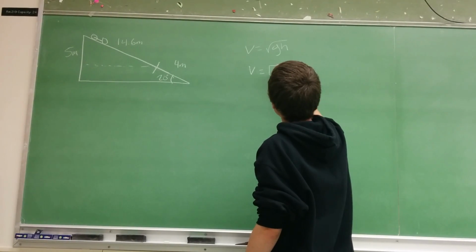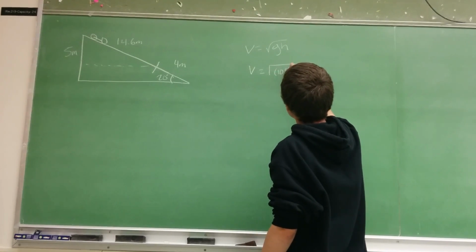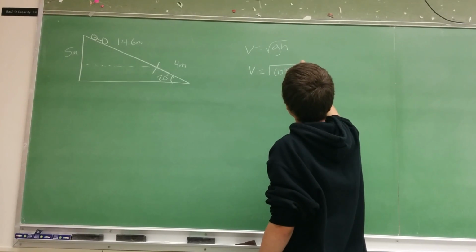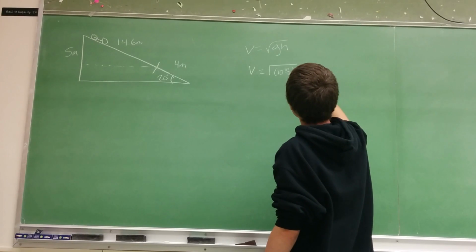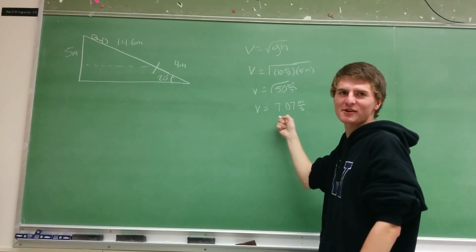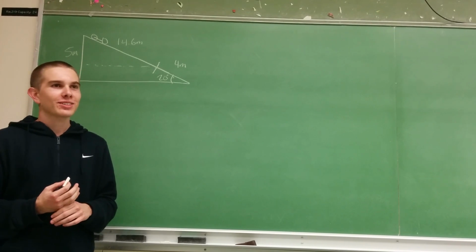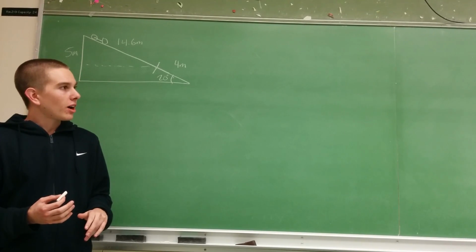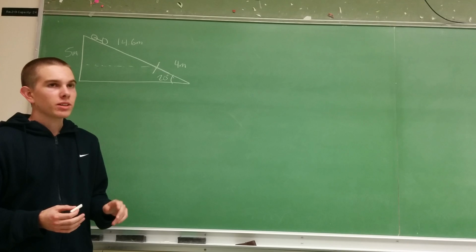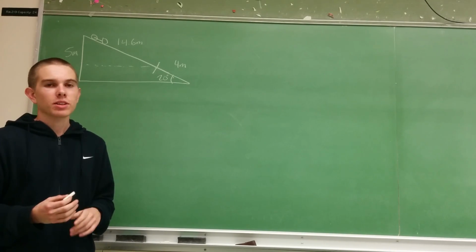Velocity is going to be the square root of 10 meters per second squared times the height of 5 meters. So velocity equals 7.07 meters per second. We know the potential energy is going to convert into kinetic energy, meaning there's going to be a translational kinetic energy and a rotational kinetic energy.